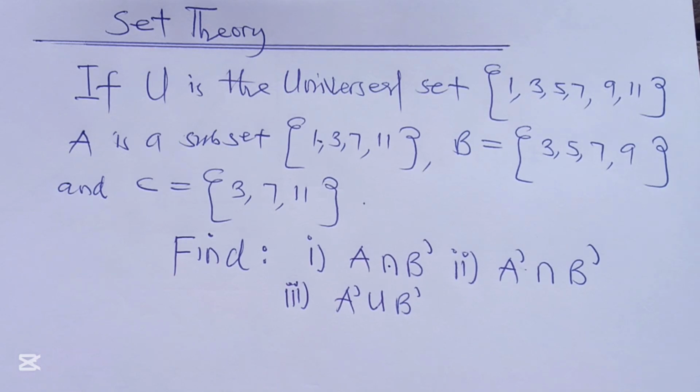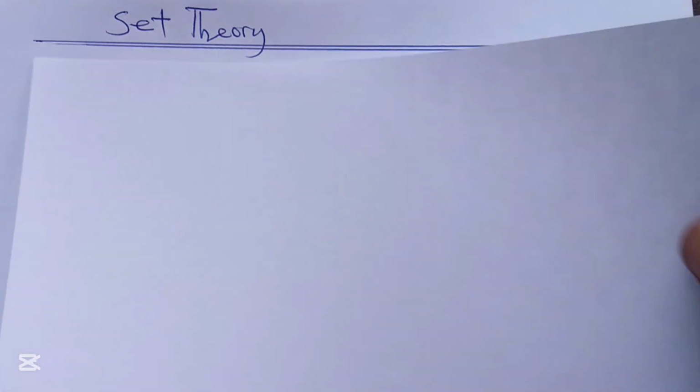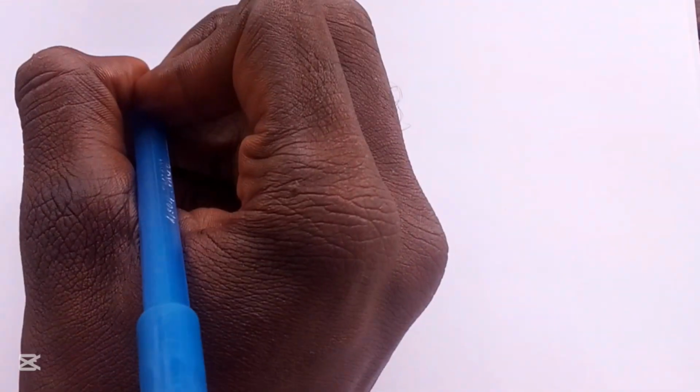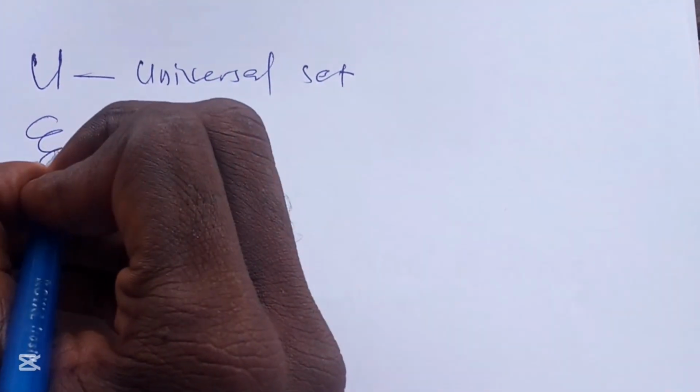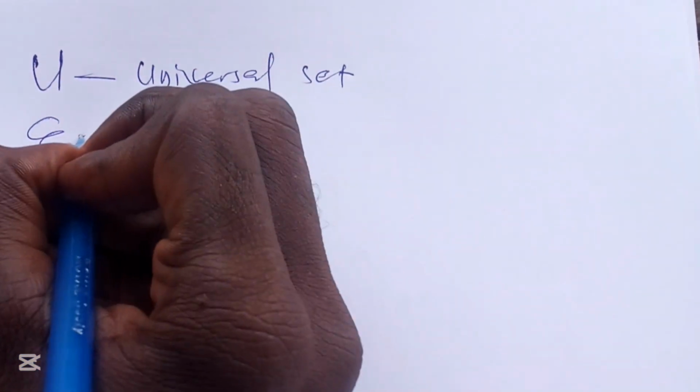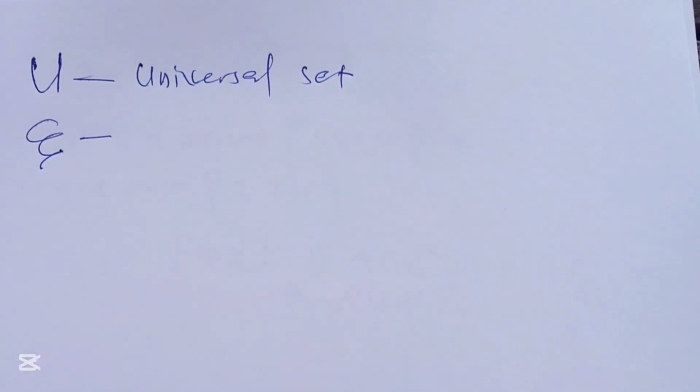Now, before we start to solve this one, let me just explain something. In set theory, we have what we call this symbol. We call it the universal set. When we say universal set, this is the set that contains everything, all the elements that you are given.